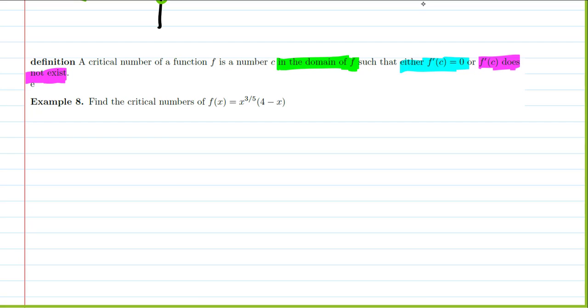So we want to find the critical numbers of this. So what rule are we going to use to find our critical numbers? We could use the product rule, or we can just distribute, right? And then just use the power rule. So we'd have 4x to the 3/5, minus x to the 1 plus 3/5, which is x to the 8/5, right? So then we take our derivative.